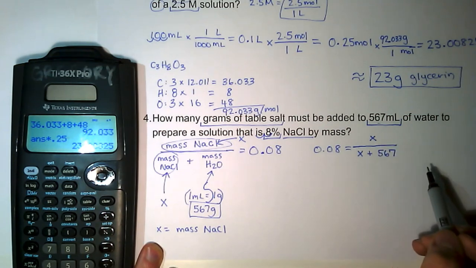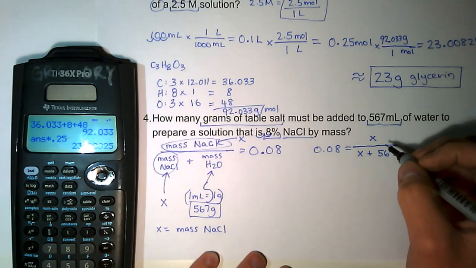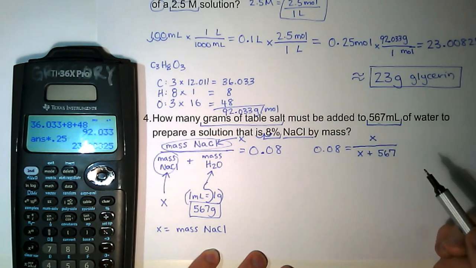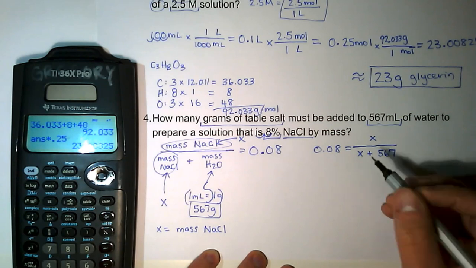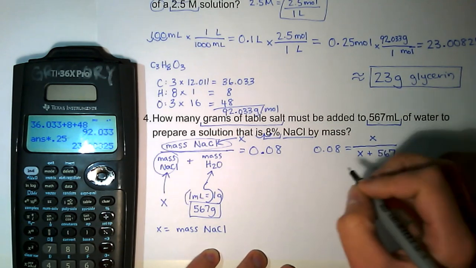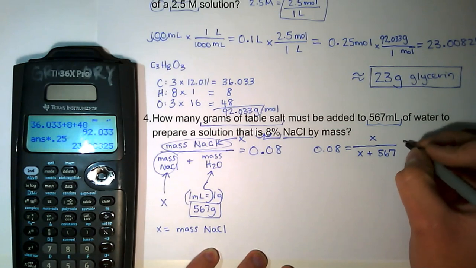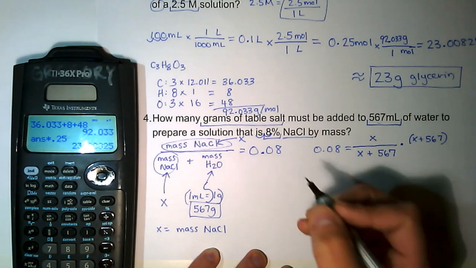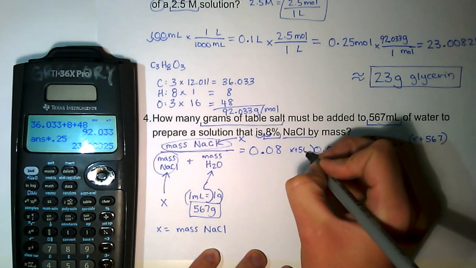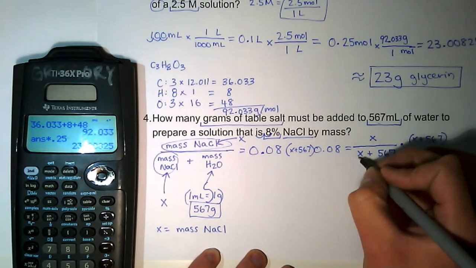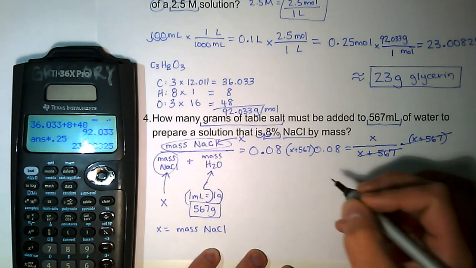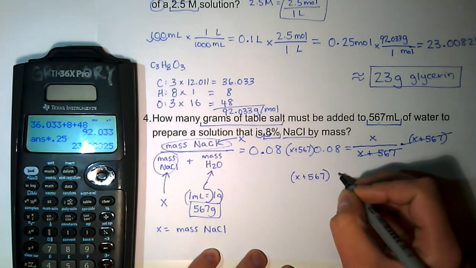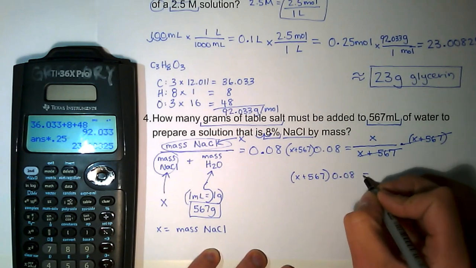So now we have to do a little bit of algebra. The first thing we want to take care of is this thing in the denominator. In algebra, we don't like to leave things in the denominator, and so to get rid of something in the denominator, we multiply by whatever's in the denominator on both sides. So I'm going to multiply by x plus 567 on one side, x plus 567 on the other side. And so these cancel out, and we're left with x plus 567 times 0.08 equals x.